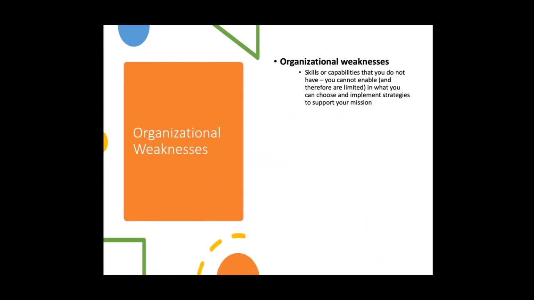Now, that's a discussion of organizational strengths. But when we talk about organizational weaknesses, you can see here, we define organizational weaknesses as skills or capabilities that right now, let's be honest, you just don't have. And you cannot enable, and therefore are limited in what you can choose and implement as strategies to support your mission. There are some things perhaps that you'd like to do, but you just can't do them because you don't have the skills and capabilities to do it well.